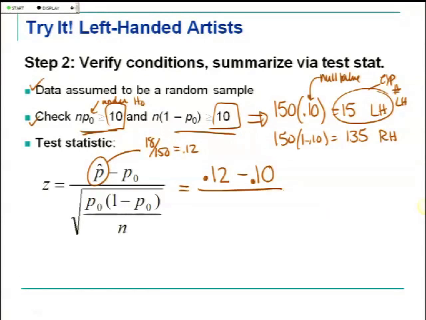I'm trying to learn, is the true rate more than 10%? My data comes in at 12%. Is that bigger? Yeah, it's bigger by 2% difference. But is that a significant difference? Well, let's measure it in terms of the right yardstick. And that right standard deviation would be using the 10%.